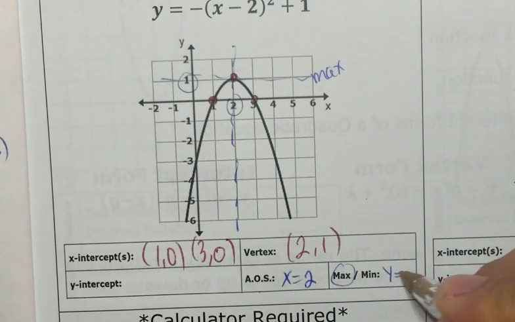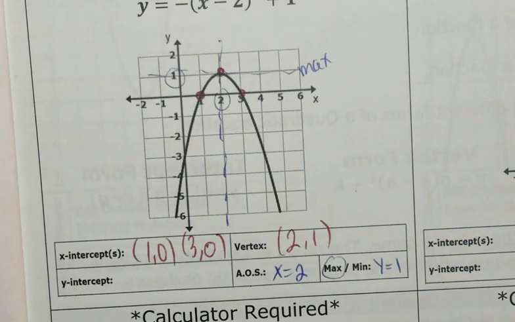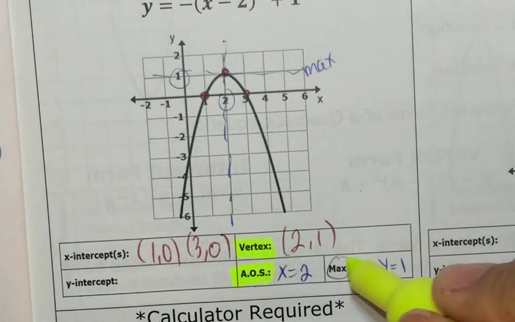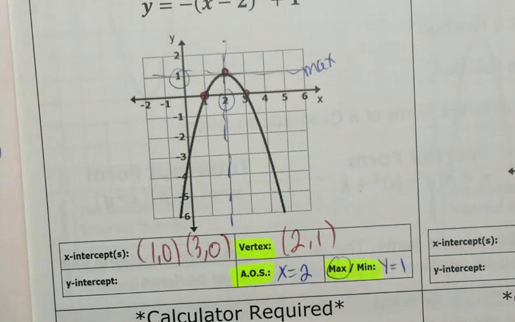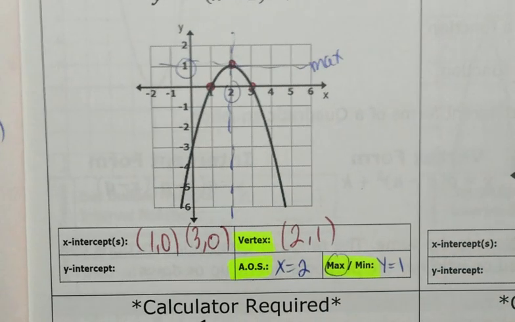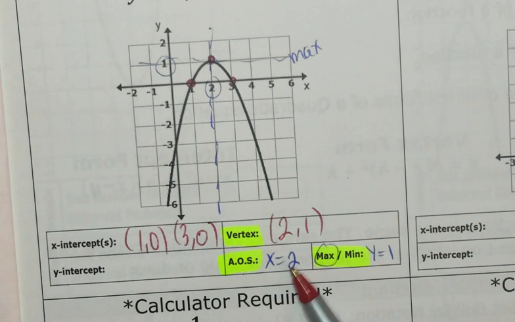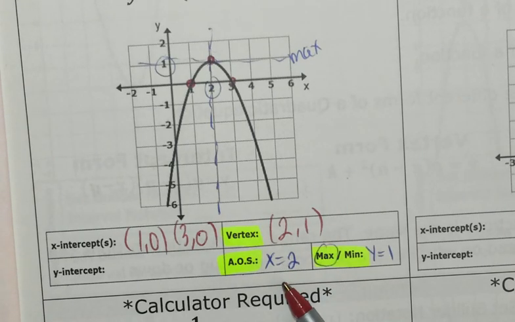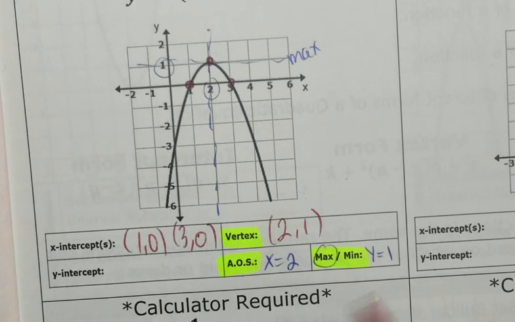So y equals 1. And the neat thing about this is that you can recognize that the vertex is created by the axis of symmetry and the minimum and maximum. So for example, the vertex, if you find that first, you automatically find the axis of symmetry and the maximum or minimum value.